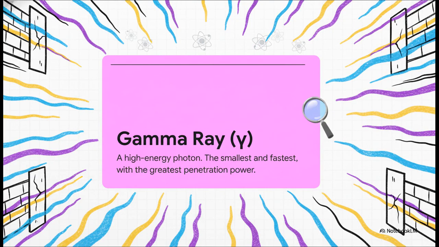And finally, we need the gamma ray, our ghost. Now this isn't really a particle in the same way. It's a photon, pure energy. It has no mass, no charge, and it moves at the speed of light. And as you can probably guess, that makes it incredibly difficult to pin down.